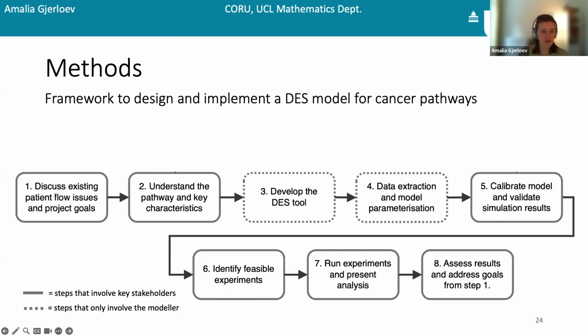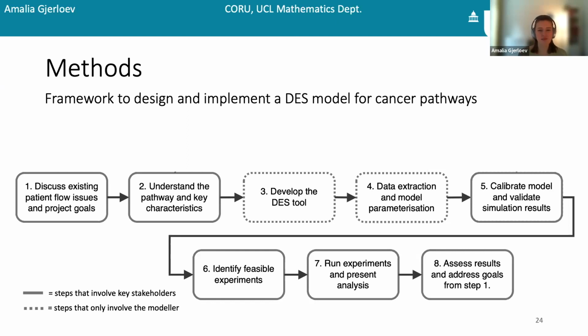And these first 2 steps really heavily involve the stakeholders. That's indicated by the solid line there. Steps 3 and 4 really only involve the modeler, so that's why they're dotted, just as an explanation for what the dotted and solid lines mean. The third step is to actually develop the discrete event simulation tool. So take what we know about the pathway, and build a discrete event simulation tool that will model the cancer pathway. Then onto the fun stuff: extract data and parameterize your model.